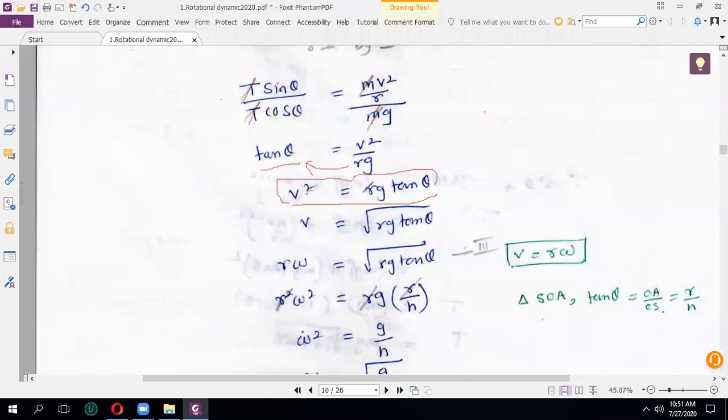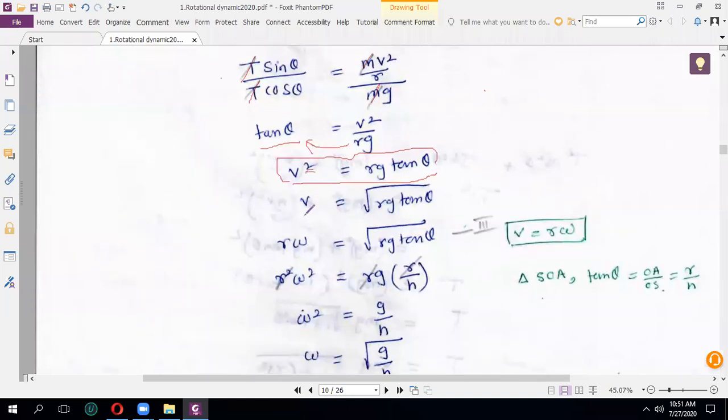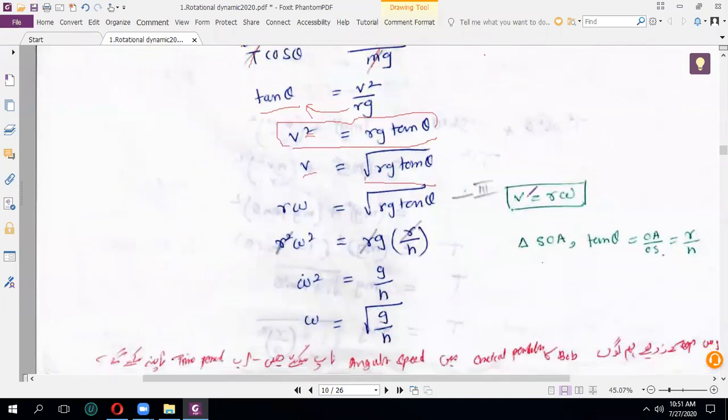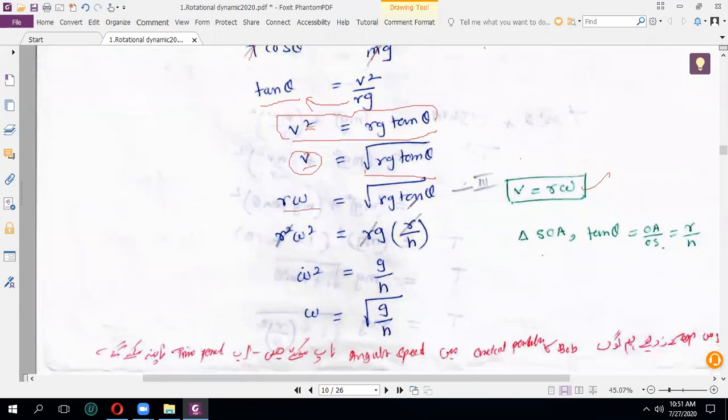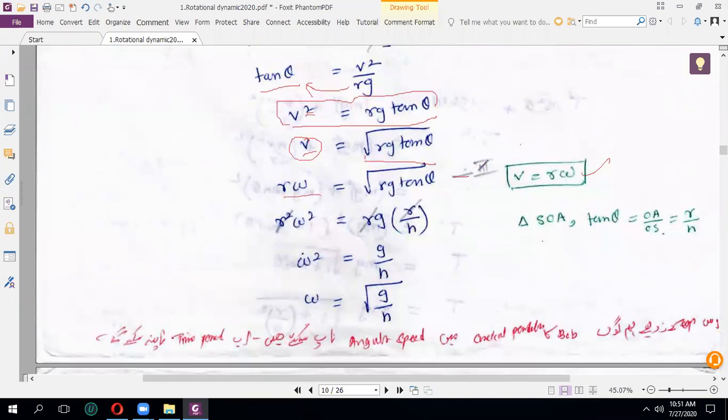Now take this square to the right hand side. What you are getting, v is equal to square root of rg tan theta. Now we know that v is equal to r omega. We find this formula, right? So replacing this v by r omega and the right side part is as it is. Write this equation as third equation. Remember this equation: r omega is equal to square root of rg tan theta.